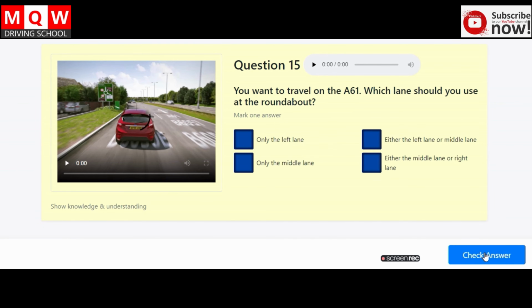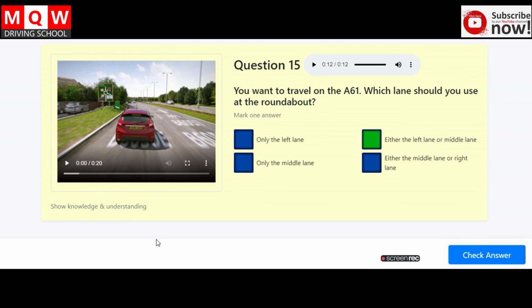Now same clip. You want to travel on the A61. Which lane should you use at the roundabout? Only the left lane. Either the left lane or middle lane. Only the middle lane. Either the middle lane or right lane. Okay, when you watch the clip again, you will see the arrow pointing. A61 can be in the left lane, also going straight, and middle lane also going straight. So either left and middle lane. Okay, so that will be your answer.